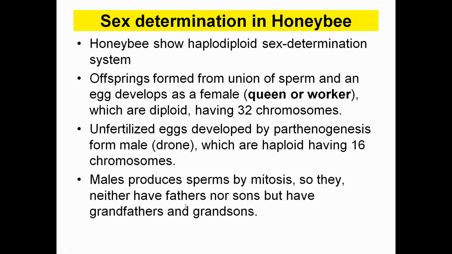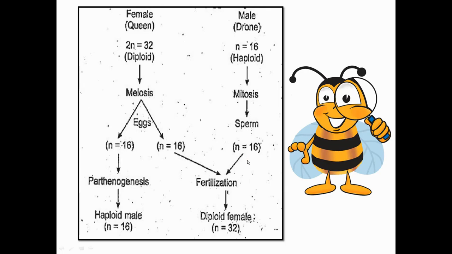We can easily say this because the sperms are going to be produced by the process of mitosis. So they do not have any father or any son, but they have grandfathers and grandsons. This is a very, very important aspect related to the honeybee. Now come to the organization of the chromosomes in male and female. Here you can see the queen is diploid, and after meiosis it is going to lay eggs having a haploid set of chromosomes. Some eggs are going to develop by parthenogenesis into male drones.